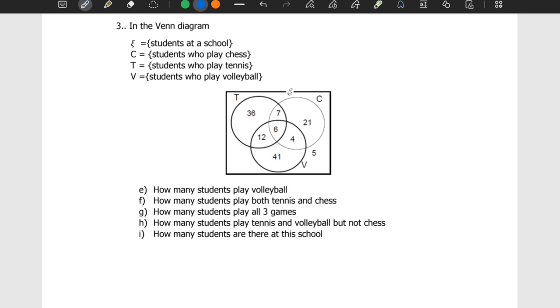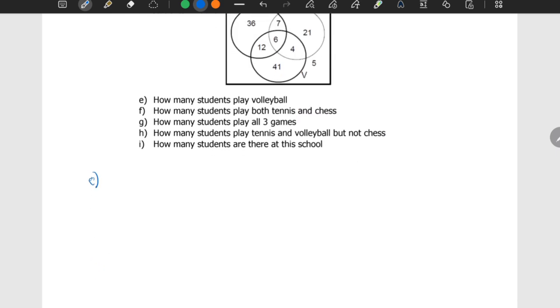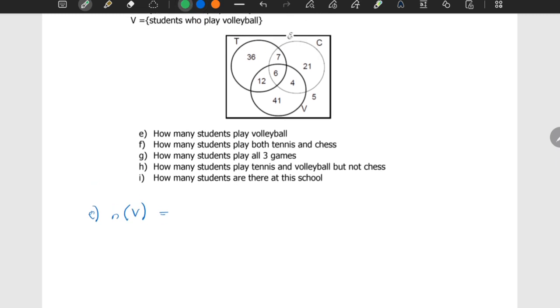Great. So we're going to start with E. Number of students who play volleyball. So again, looking at what that represents is this part of the Venn diagram, right? So that's going to be 6 plus 4 plus 12 plus 41. And when you add that up, you're going to get 63. That's how many students play volleyball.